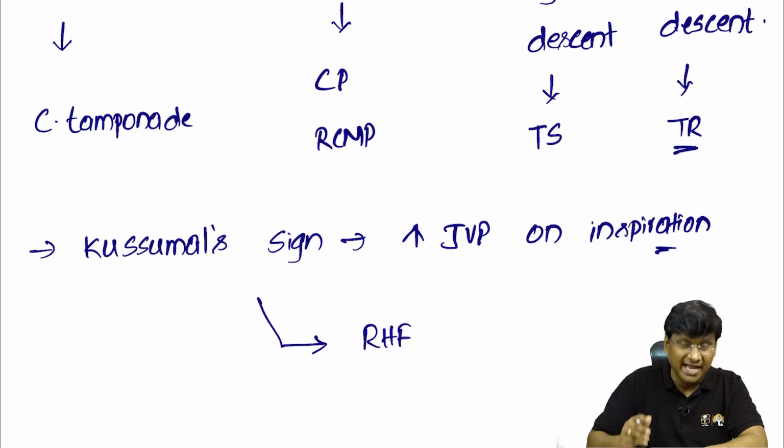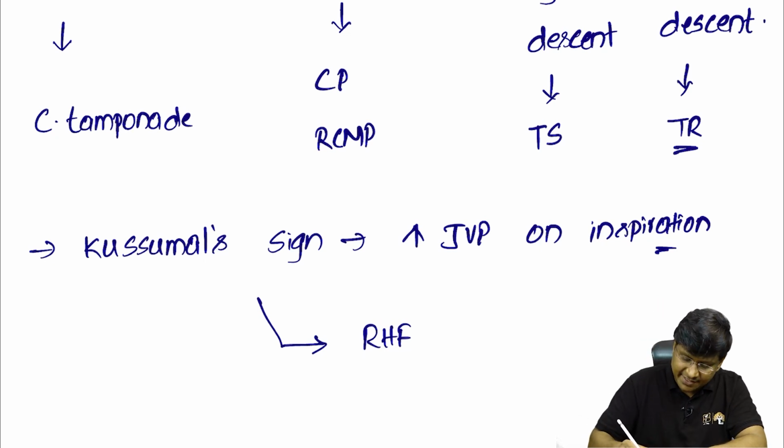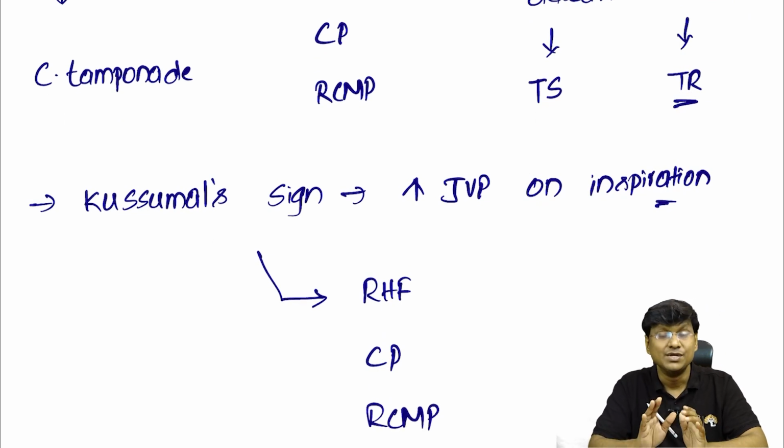You get this in any condition which is causing right heart failure, like tricuspid regurgitation, right ventricular myocardial infarction, pulmonary stenosis, pulmonary hypertension, pulmonary embolism, cor pulmonale. Any condition which is causing right heart failure, you will have the presence of the Kussmaul sign. And the other condition where you can have Kussmaul sign is constrictive pericarditis as well as restrictive cardiomyopathy. So these are some of the very important points related to the JVP.